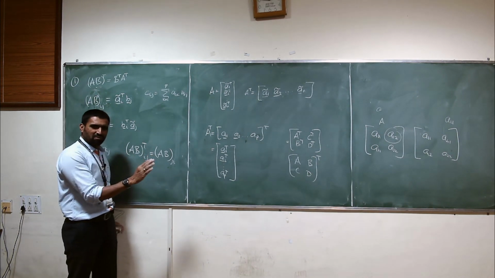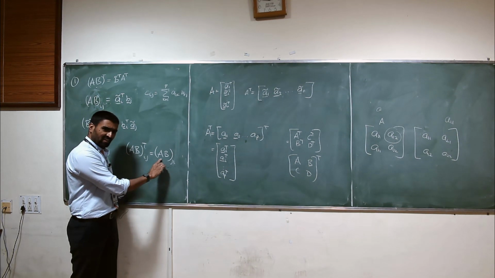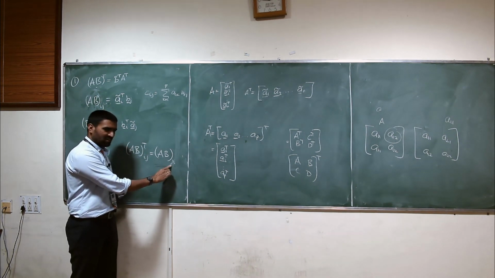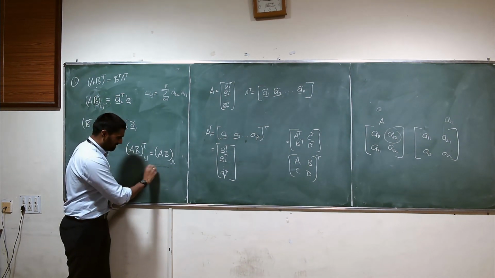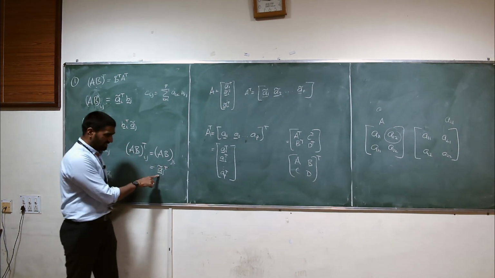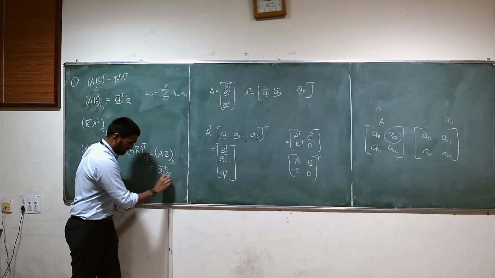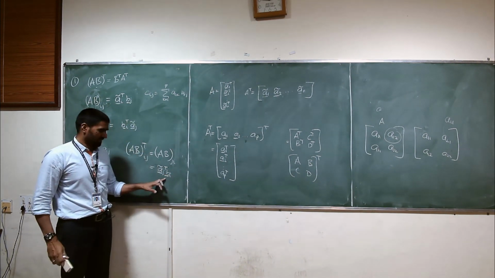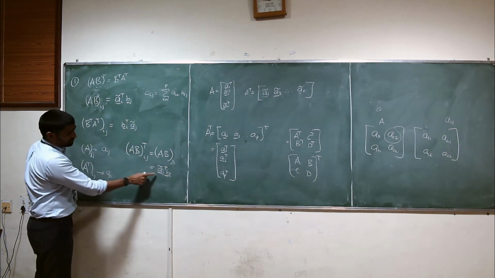So it's the inner product between the jth row of A and the ith column of B. So it's A_j transpose, the jth row of A, and the ith column of B. Okay. Now compare these two.